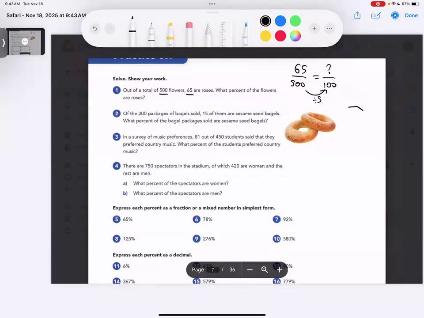I need to divide by 5, and I would get 13. So my answer is 13%. Just like that. Okay, now this second one might be a little bit trickier.